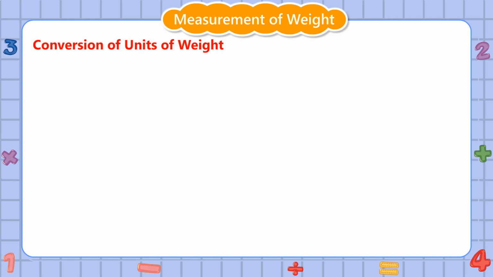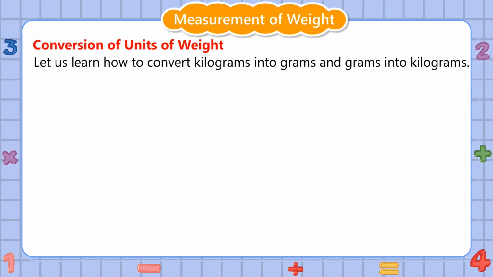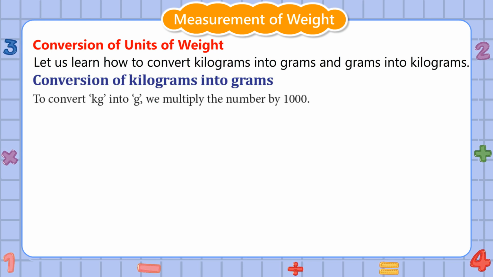Conversion of units of weight. Let us learn how to convert kilograms into grams and grams into kilograms. Conversion of kilograms into grams. To convert kilogram into gram, we multiply the number by 1000. We know that 1 kilogram is equal to 1000 grams.